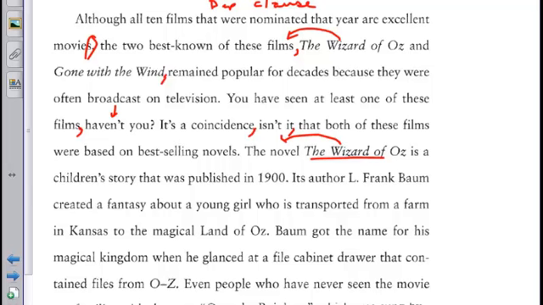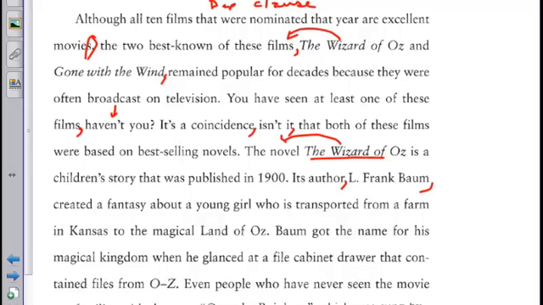Its author, now here, this is kind of tricky. Its author, L. Frank Baum, its author, it could really only have one author. So here, I'm going to set L. Frank Baum off with commas.